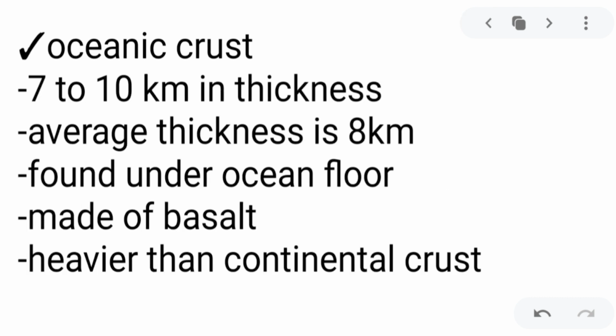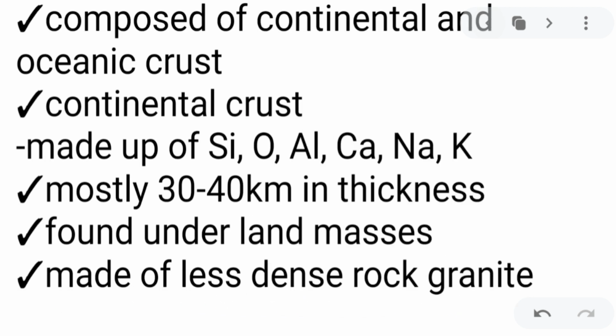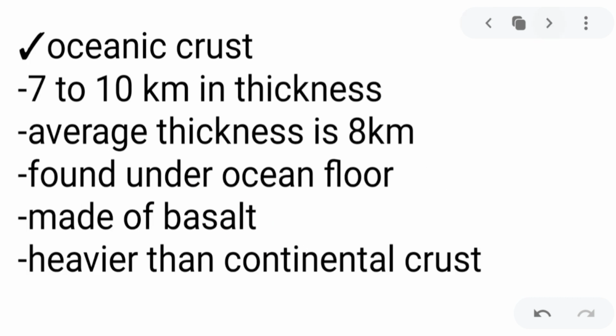Then, we have the oceanic crust. The oceanic crust is 7 to 10 kilometers in thickness. The average thickness is 8 kilometers, found under the ocean floor or the sea floor, made of basalt, and though it is 7 to 10 kilometers only, it is heavier than continental crust. So, as you can see here, we have a thickness of 30 to 40 kilometers in continental crust, but the oceanic crust is just 7 to 10 kilometers, but it is heavier compared to continental crust, the oceanic crust or the sea floor.